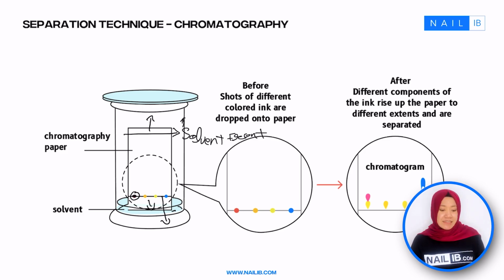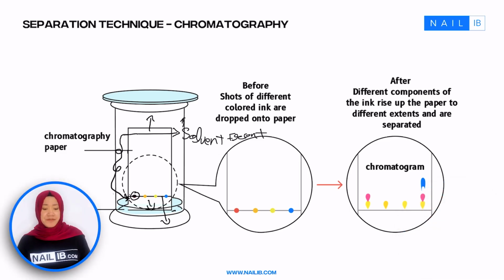Okay, this distance will be measured later on from the solvent front up to the baseline. Again, the function of chromatography is not only to identify the components in a mixture, but also to identify whether this is a mixture or a pure substance. How? Look at this red color on the chromatogram. A chromatogram is a paper chromatography with the result of your experiment already done.